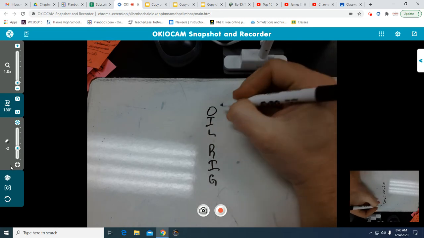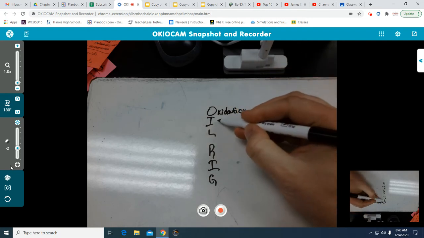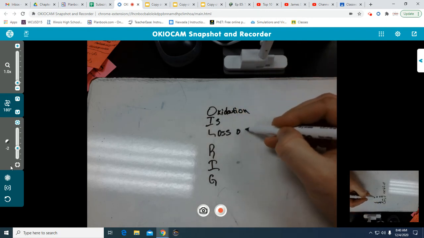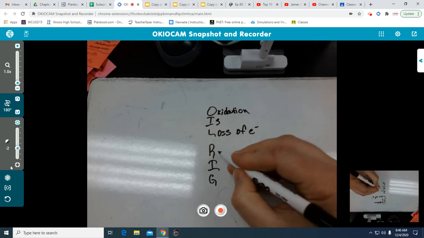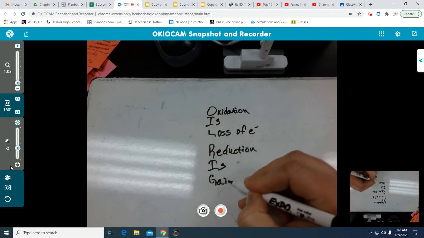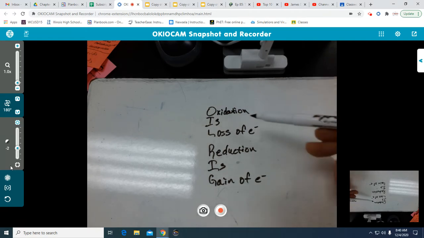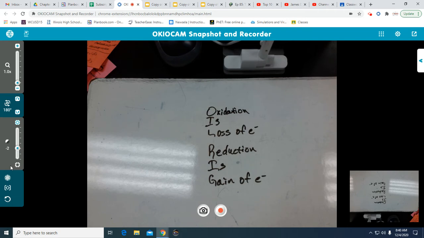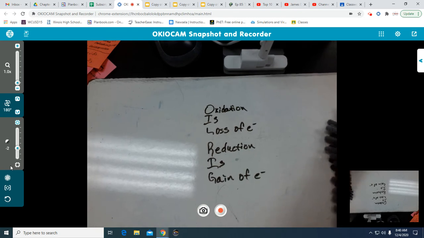What this stands for is oxidation is loss of electrons. And I bet you can figure out what this one is. Reduction is gain of electrons. So OIL RIG: oxidation is loss of electrons, reduction is gain of electrons. Jot that down. Pause the video, jot that down.